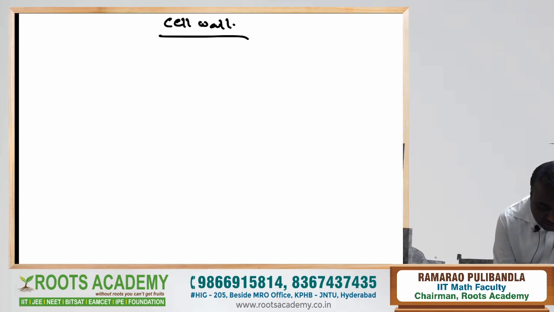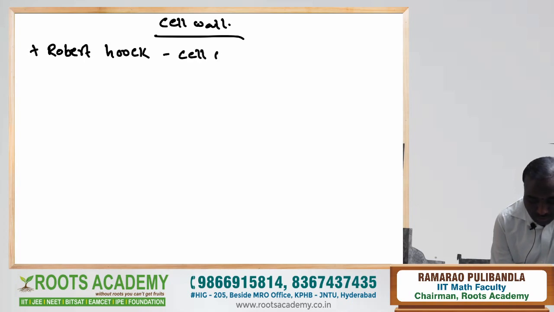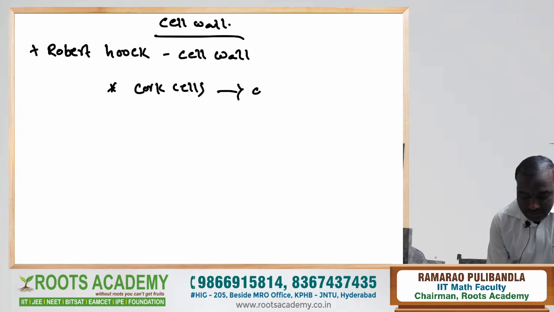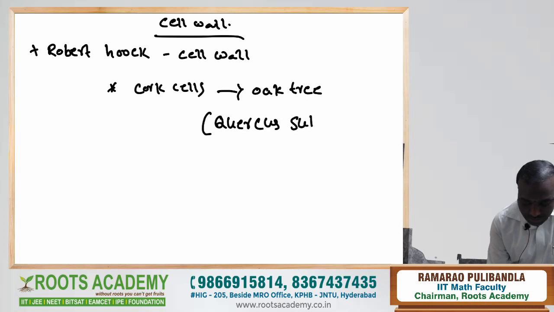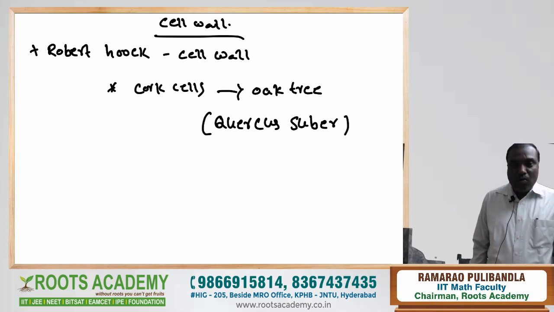Who discovered the cell wall first? Robert Hooke discovered cell wall. He discovered cell wall from cork cells in the oak tree, called Quercus suber. Robert Hooke first discovered cell wall in cork cells of oak plant.